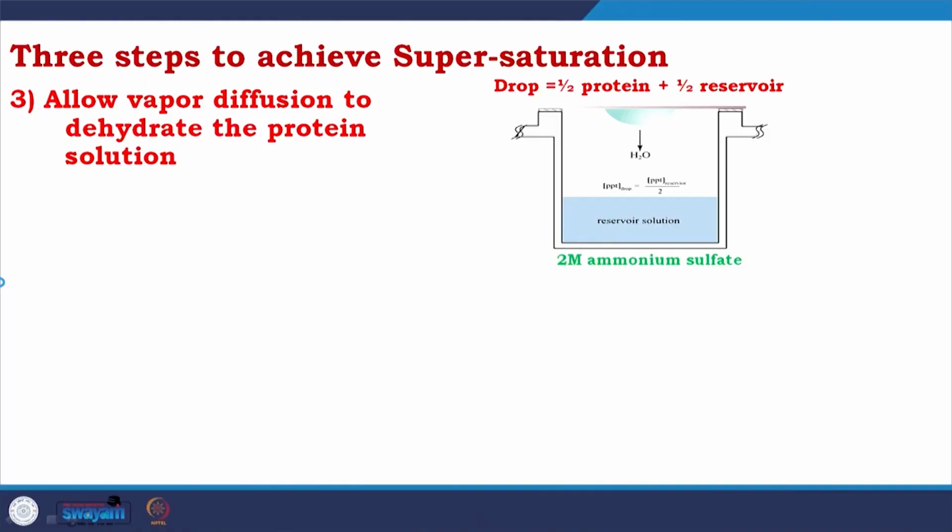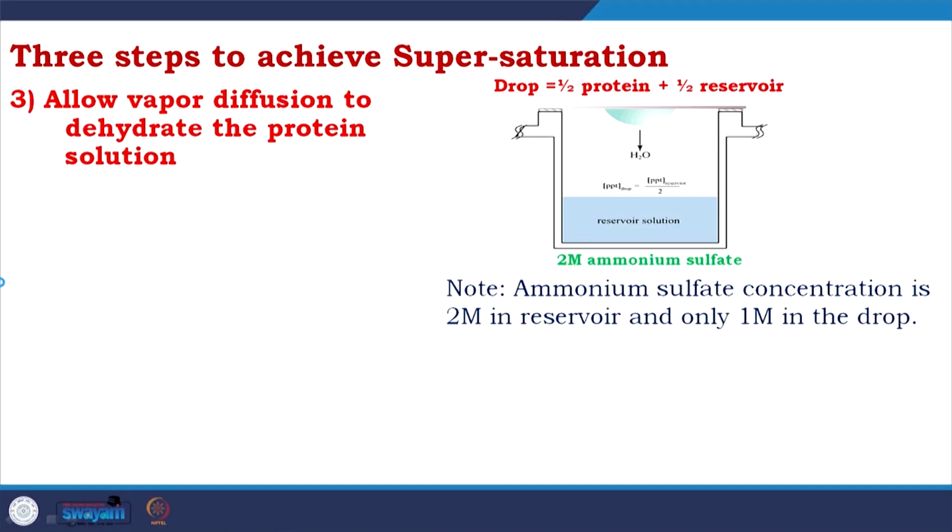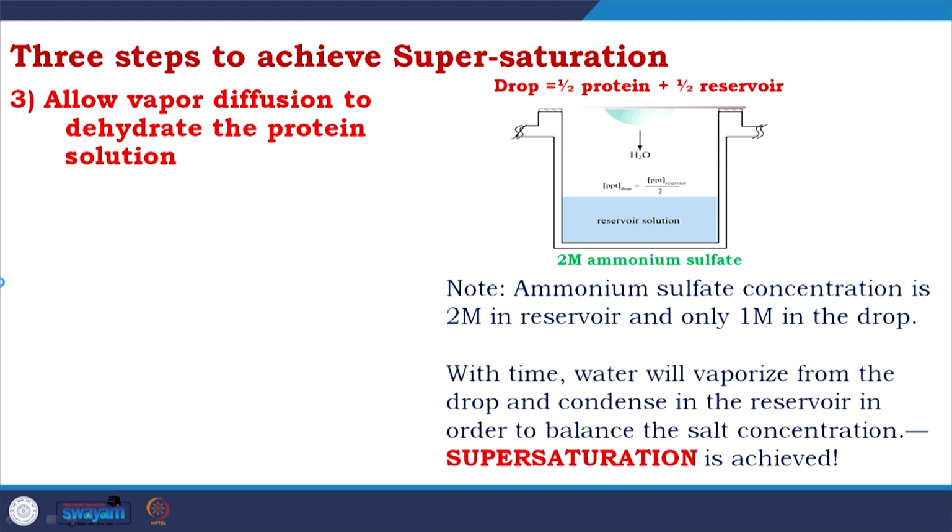For that, here they are talking about allowing vapor diffusion to dehydrate the protein solution. So, they have set up a condition and shown that here ammonium sulfate concentration is 2 molar in the reservoir and only 1 molar in the drop, as we have described earlier. With time, water will vaporize from the drop and condense in the reservoir in order to balance the salt concentration. That means supersaturation is achieved.